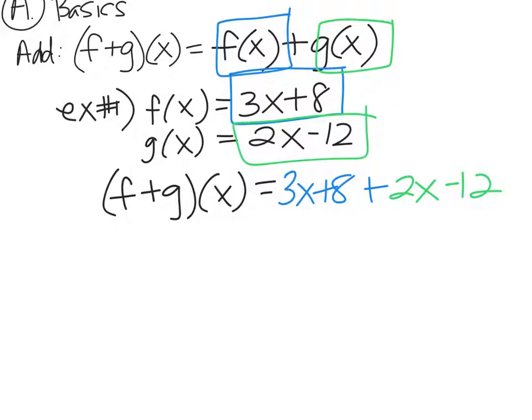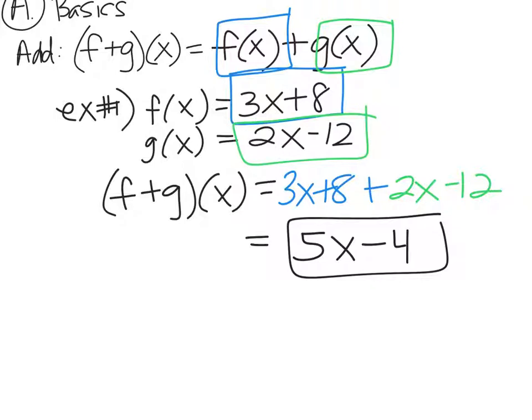Okay? And so all you're going to do is just combine your like terms. 3x plus 2x is 5x. 8 minus 12 is negative 4, and that would be your answer. That's it. So you're given 2 functions. They ask you to add them up. You just add their like terms.